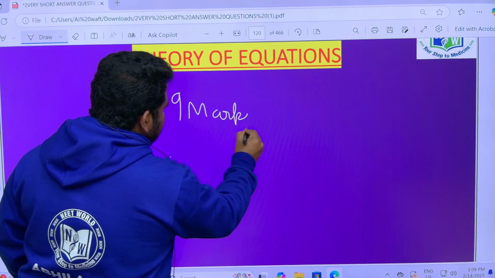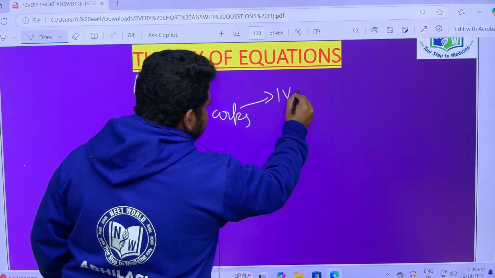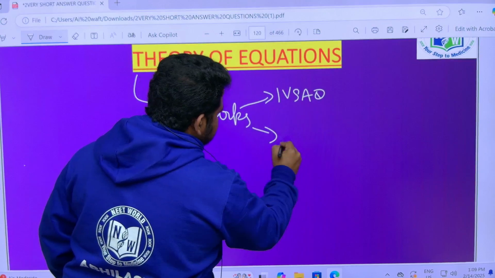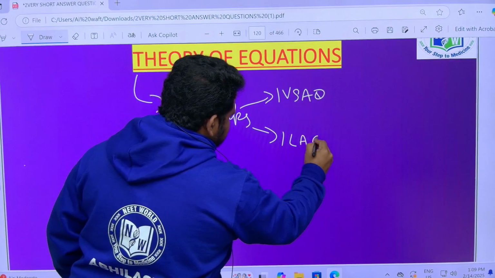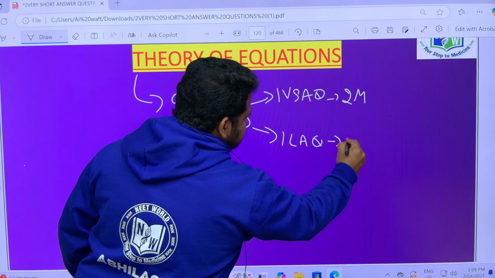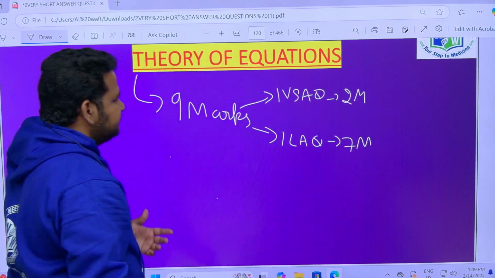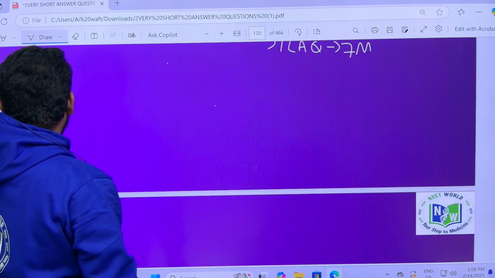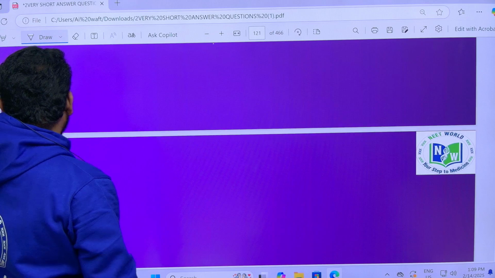Okay, and one question is VSAQ and another question is long answer question. So this is 2 marks and this is 7 marks. So total the weightage of this chapter is 9 marks. So having said this, let us revisit some of the concepts associated with this chapter.